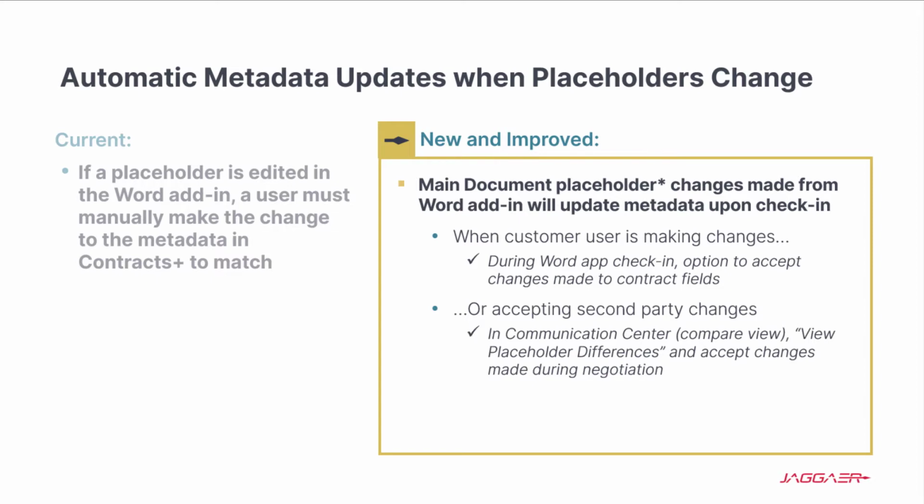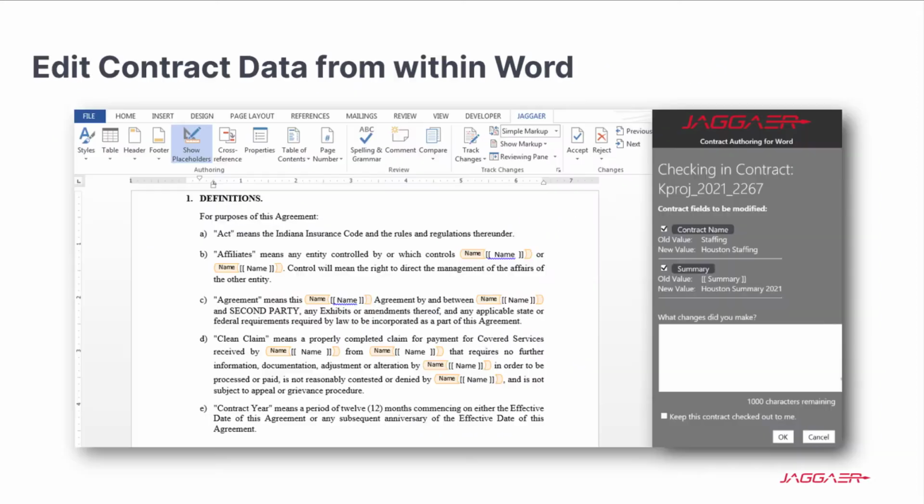We're going to take a look at this in just a moment, but before we do, I want to highlight that this feature only applies to placeholders in the main document, not other attachments you may have associated with the contract record. Before we dive into Contracts Plus and explore this new feature, let's just take a quick look at what we can expect to see with a couple of screenshots.